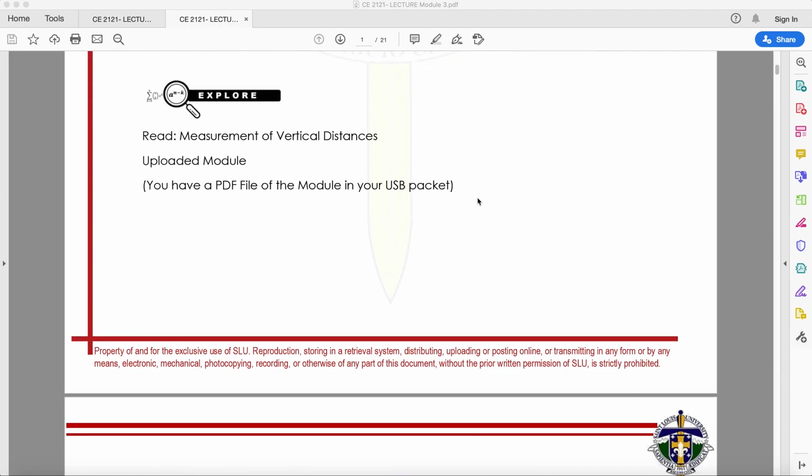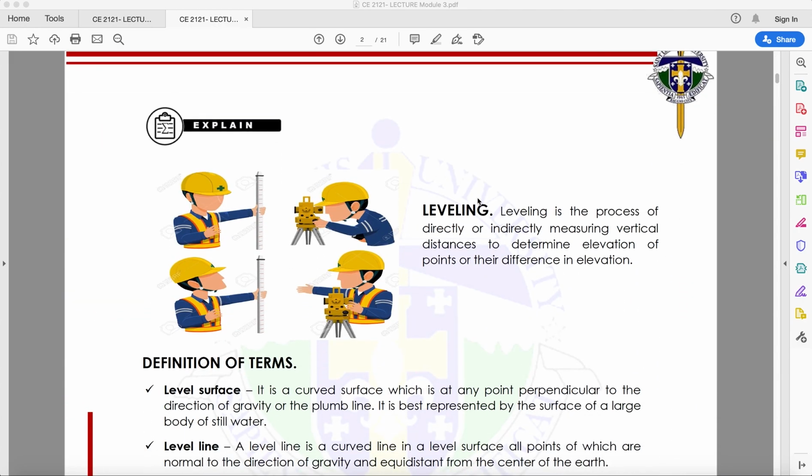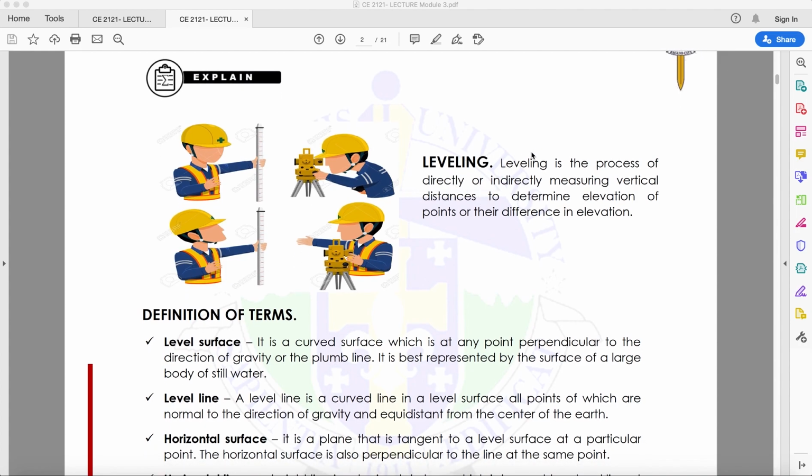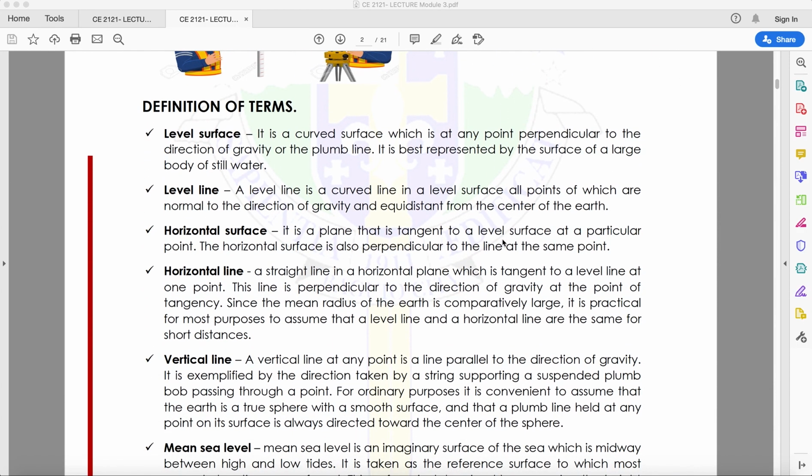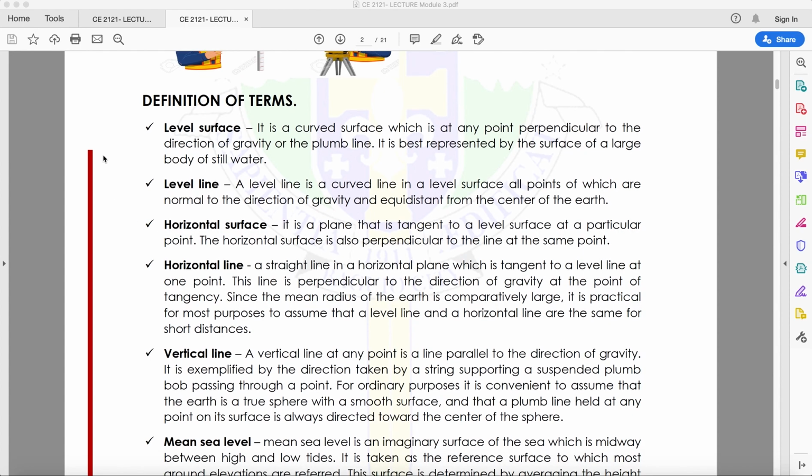So what is leveling? Leveling is the process of directly or indirectly measuring vertical distances to determine the elevation of points or their difference in elevation. What are the terms? We need to define them.